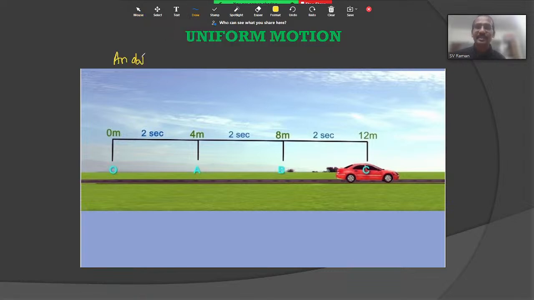An object travels equal distances in equal intervals of time is called uniform motion. Students, no need to think how to define this uniform motion, no need to confuse. A car is traveling equal distances at the same time, equal intervals of time, that is uniform motion.